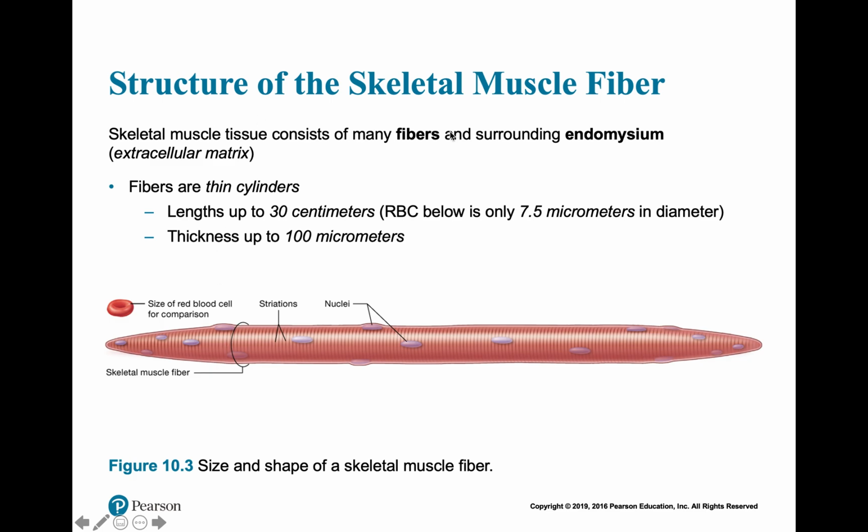But here, structure of a skeletal muscle fiber. Again, they're very long cylindrical cells, multinucleated because they're formed by a fusion of multiple myoblasts. Myoblast just means a very early developmental form of myocytes. I'm not going to ask what a myoblast is, but that's what that is. So skeletal muscle tissue consists of many skeletal muscle fibers.